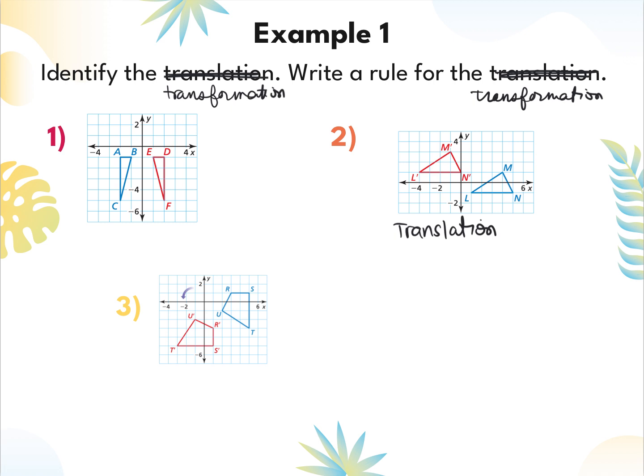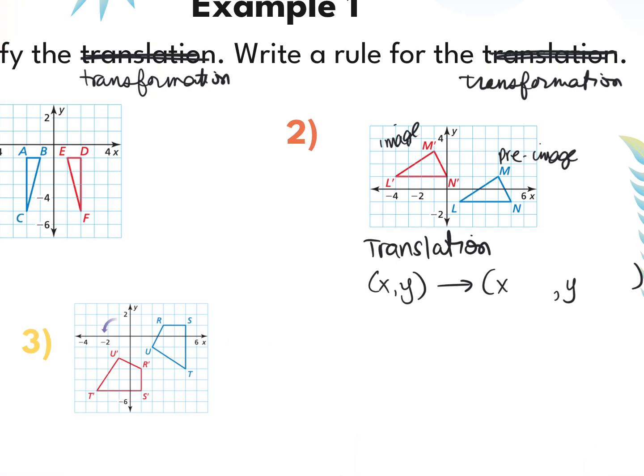Now, to be able to write a rule for the translation, I need to know what my pre-image was. I know that my pre-image is this blue one, and this is my image. This is the end result. So I started at the pre-image blue, and I ended at red. How did I know that? Because notice that my variables in the red one have the prime mark, so they're the after. What was the rule of the change that occurred to go from the pre-image to the image? I started with x, y, and my change was, let me see, what happened to my x and what happened to my y. I can pick a point, I can pick the initial M, and I can figure out what change happened from M to M prime. Well, I know that I went to the left 1, 2, 3, 4, 5 units.